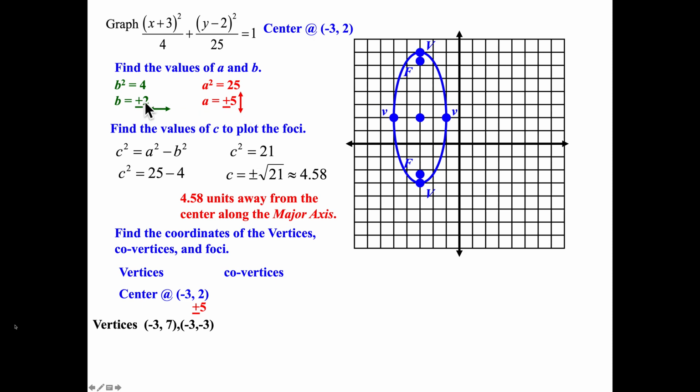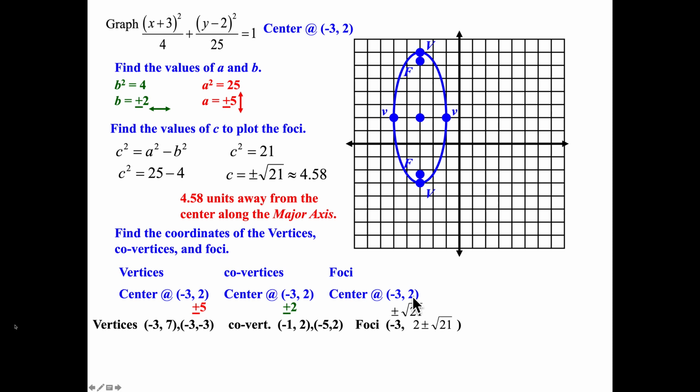Co-vertices, add and subtract 2 to the x-coordinate of the center. Negative 3 plus 2 is negative 1. Negative 3 minus 2 is negative 5. Y-coordinate of 2 does not change. Foci have to change the y-coordinate, just like you changed the vertices. So now that's going to be plus or minus the square root of 21 to that 2. And again, you can't simplify that, so we'll just leave it like that in our point form.